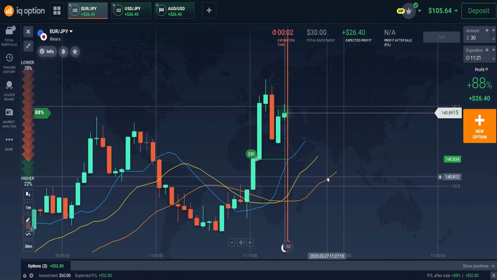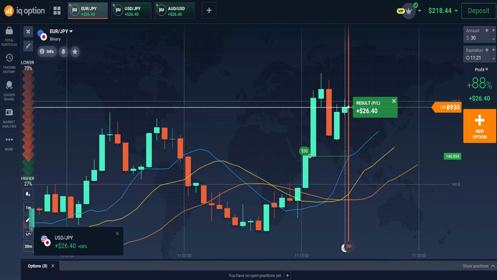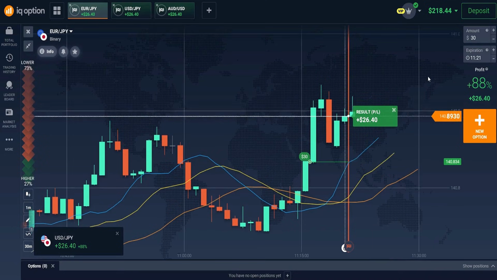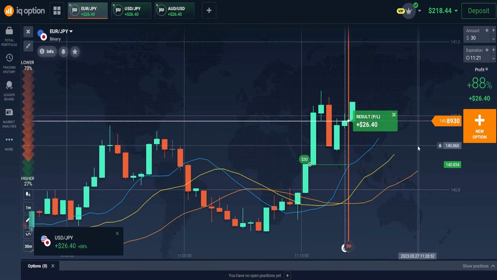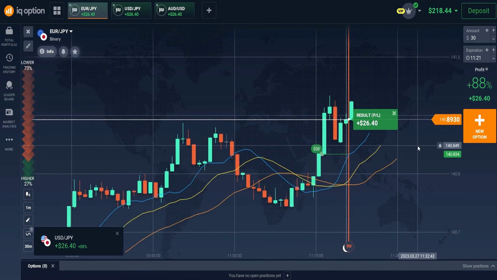All right, let's talk about what happened at expiry. First up, Euro/JPY win. The trade closed in profit exactly as expected. Price honored the alligator lines throughout the entire duration. The trend stayed intact, the structure remained bullish, and we secured the payout.